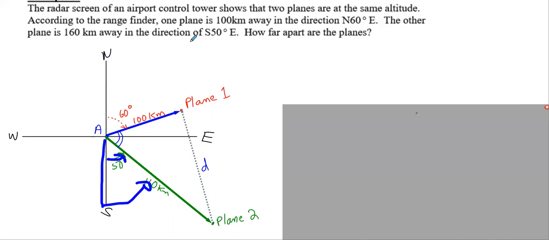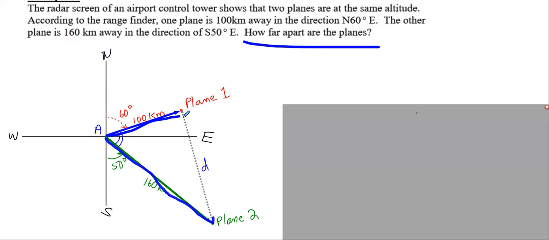Now, since 160 is bigger than 100, it's not a bad idea to draw that line longer than the first line that you drew, just to give you the proper impression. And how far apart are the planes? So it's this distance there that you're trying to find, that D.